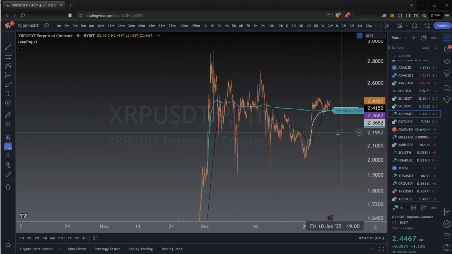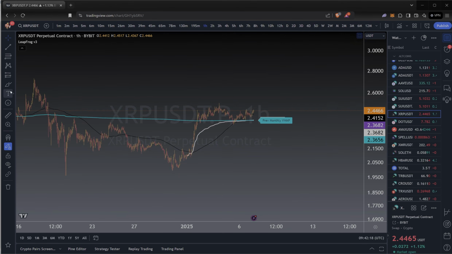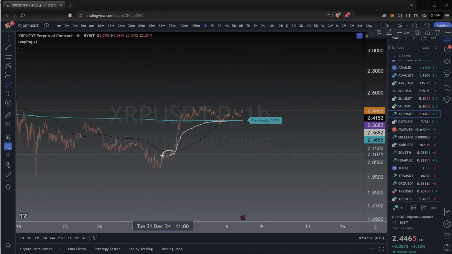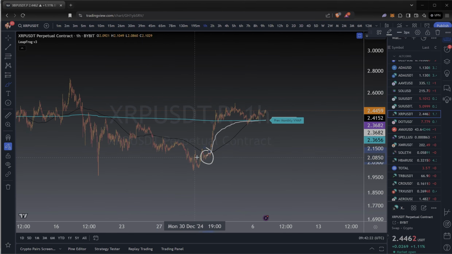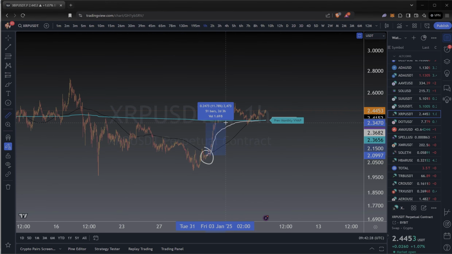And so often what you'll see is that with VWAPs, this doesn't happen all the time, but when you get a new period, such as this new month of January that spawned, oftentimes price likes to retread back to the previous period. And this happens on a monthly scale, a weekly scale, a daily scale.